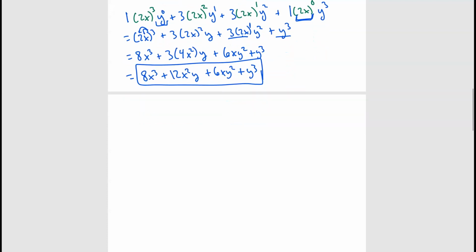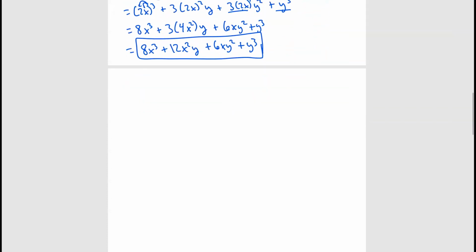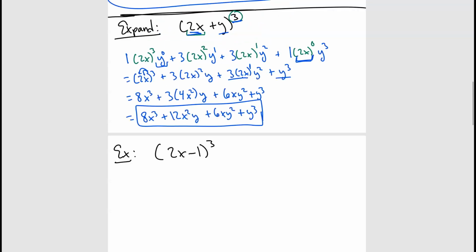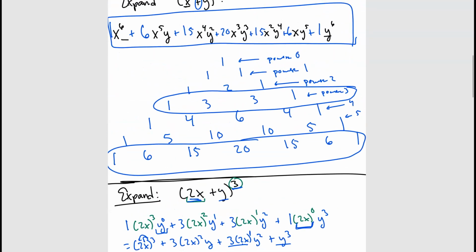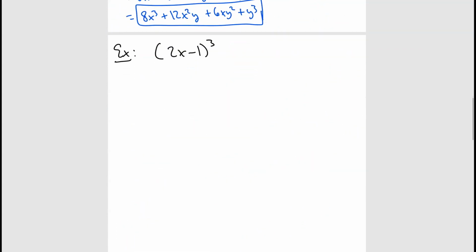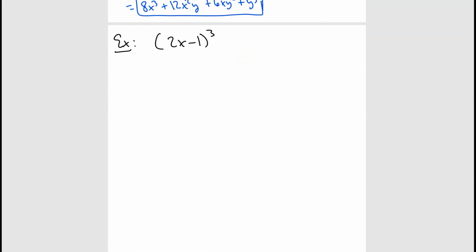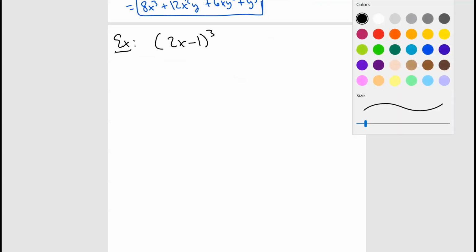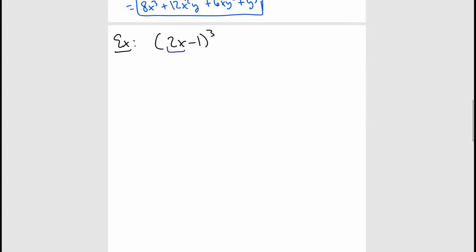All right, now let's do one last problem. So what do you do when you deal with problems that have a minus? And notice that I'm doing it to the power of 3, because if I do anything to the power of 4 or 5, it's just going to be really, really long. So 2x minus 1 to the power of 3. Let's expand this. Let's start off with 2x to the power of 3, 2x to the power of 2, 2x to the power of 1, and then 2x to the power of 0.